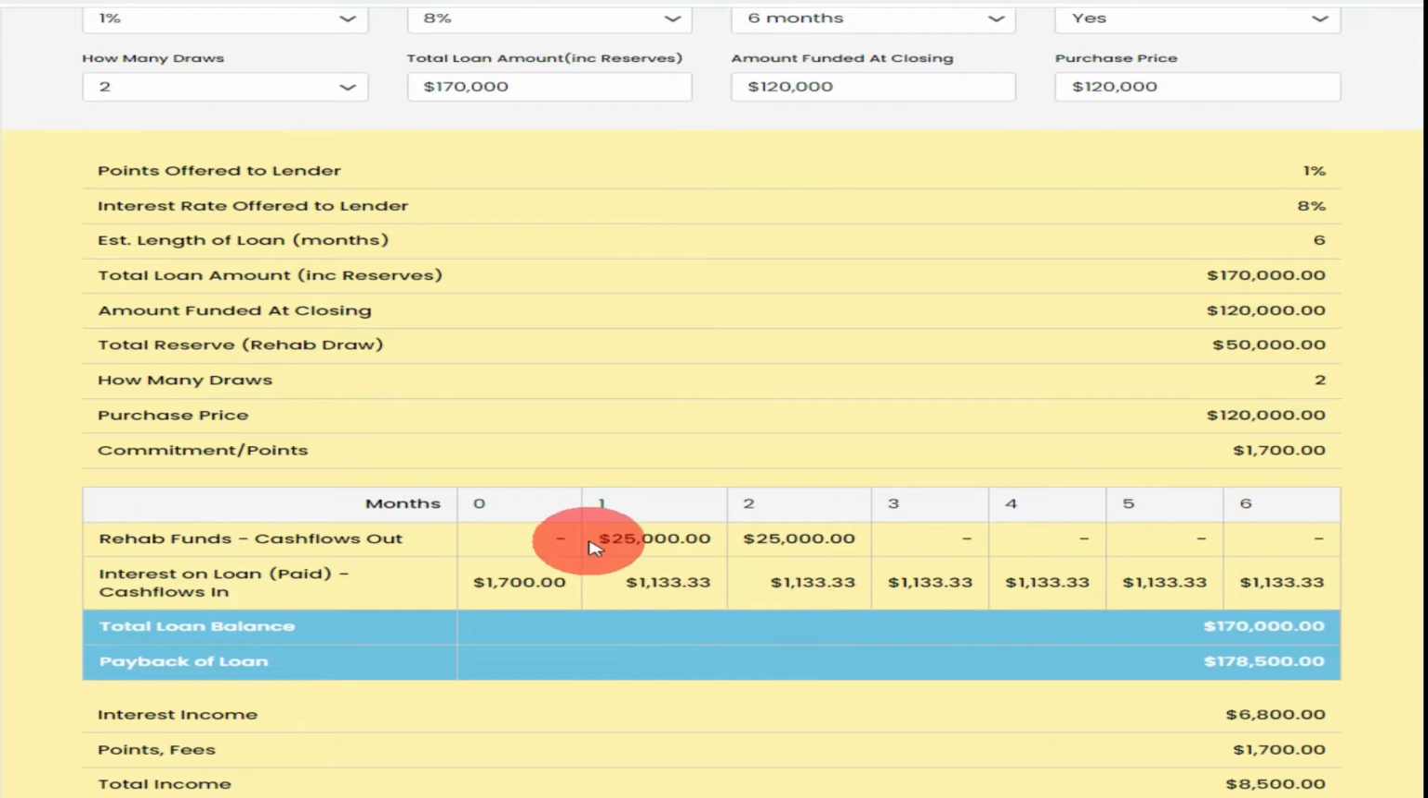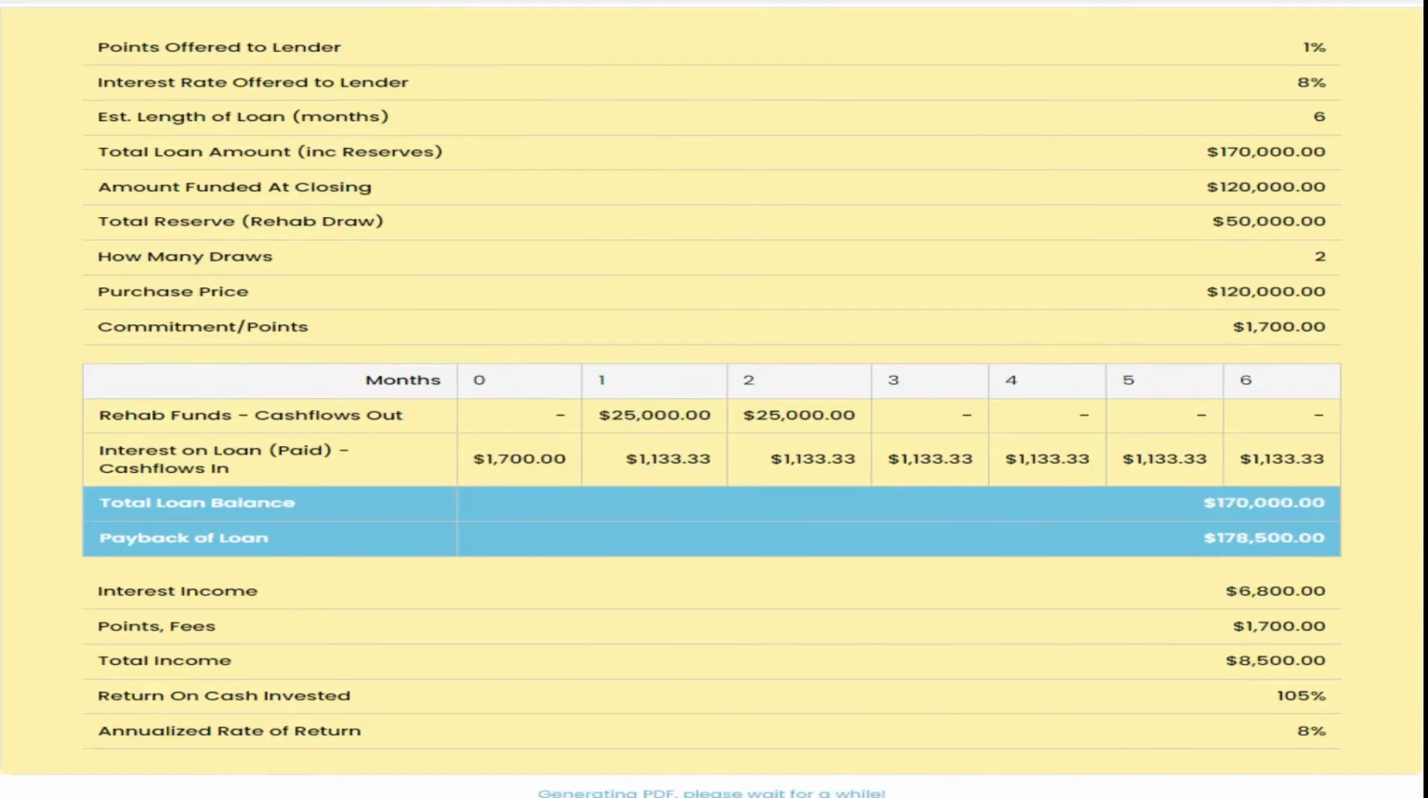All right. So now let's just say when I sell this house in 6 months, my private lender is going to get back $178,500. They made $6,800 in interest payments. That's this $1,133 times 6. That's going to come to about $6,800. Remember, I gave them $1,700, which is 1 point. That's 1% of $170,000. I gave them that just for doing the loan.